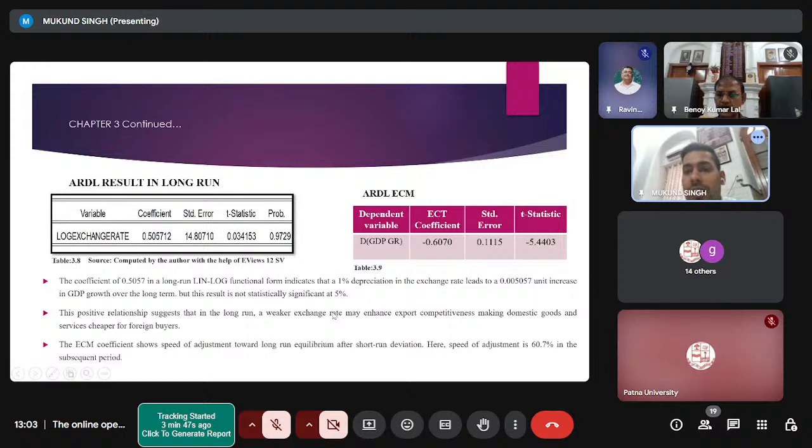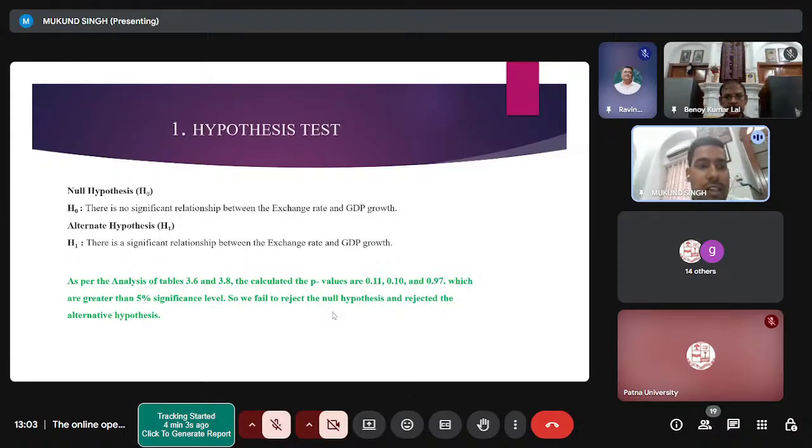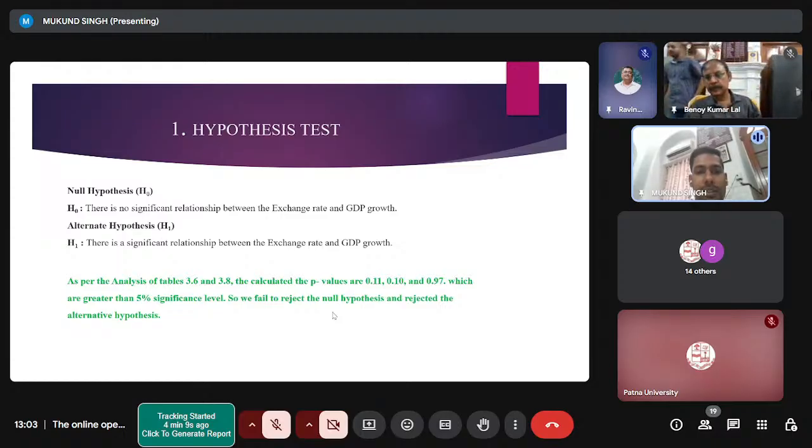Now, ARDL error correction model shows that due to deviation in short run, the long run equilibrium is adjusted by subsequent period through 60.7% speed of adjustment. Now, hypothesis, null hypothesis: there is no significant relationship between exchange rate and GDP growth rate. Alternate: there is a significant relationship between exchange rate and GDP growth.